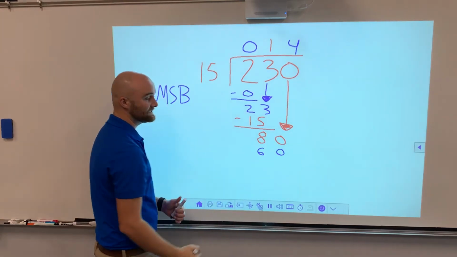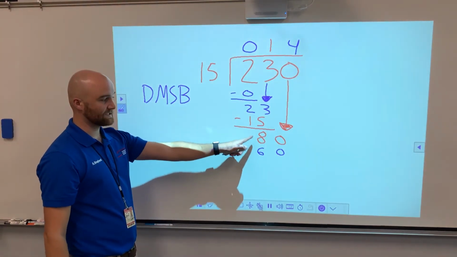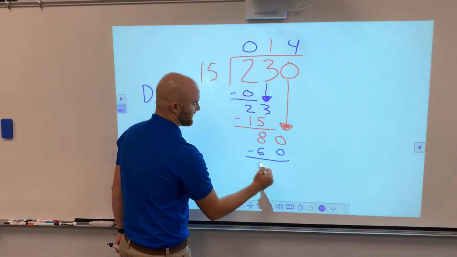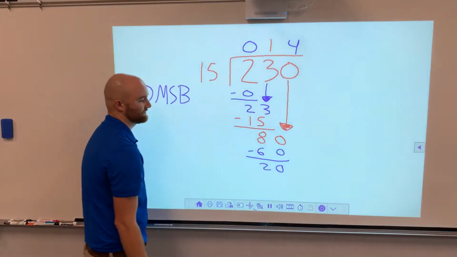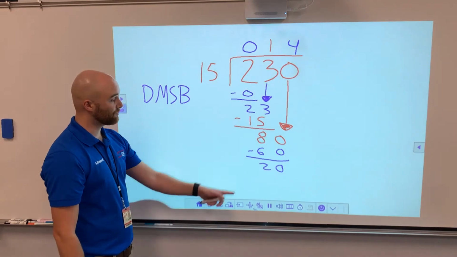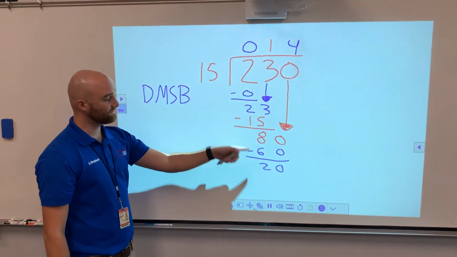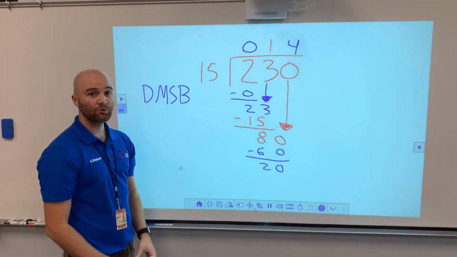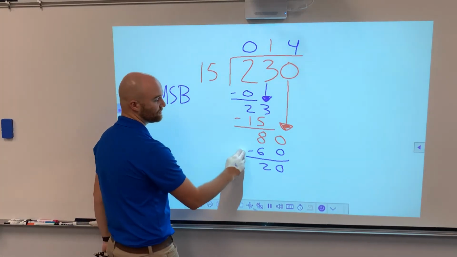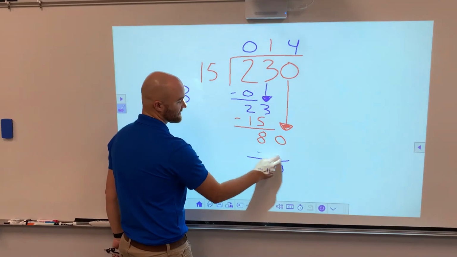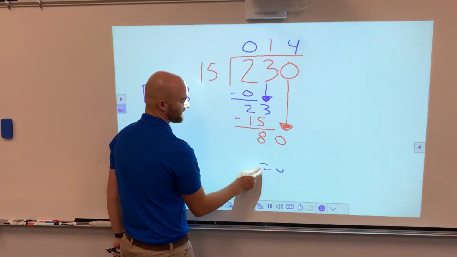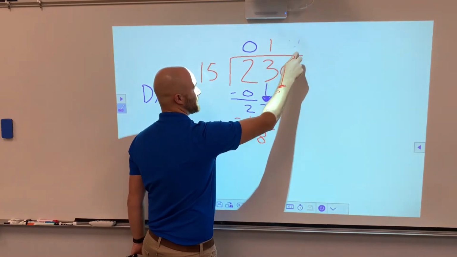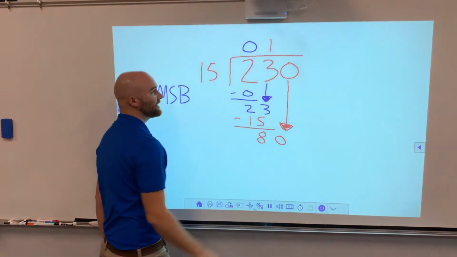Okay, I didn't go too high because 60 is less than 80. Then I do my subtraction, and I end up with a 20. Uh-oh, 20, I can still fit another 15 in there. So that means that 4 was too low. Our guess of 4 was too low. So I'm going to have to erase all of this and go back and guess a higher number. Okay, 4 was too low.